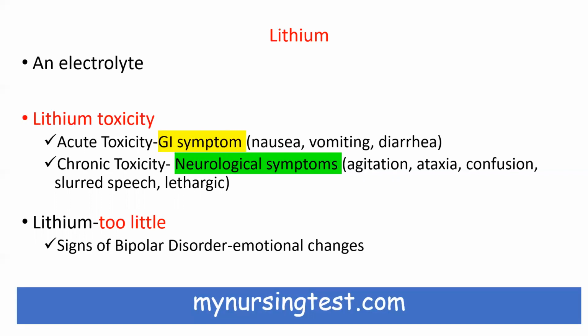But lithium is an electrolyte, and you can have lithium toxicity. Now, when lithium toxicity is acute, you get GI symptoms: nausea, vomiting, diarrhea, anorexia, stuff like that. But when it's chronic, you get neurological symptoms like ataxia, slurred speech, lethargy, like the person looks somewhat out of it. Now, lithium is used to treat bipolar disorder. So if you have too little lithium, you're gonna get signs of the bipolar disorder. You're gonna have emotional changes.